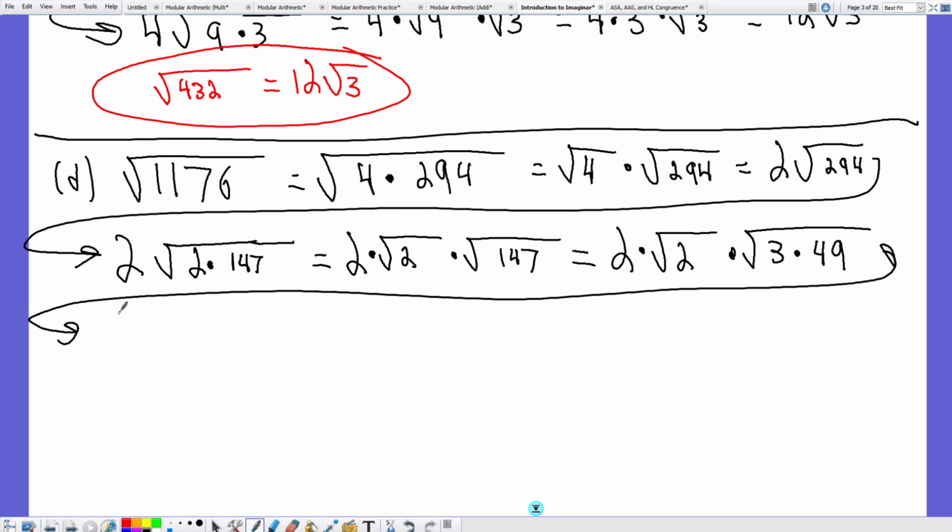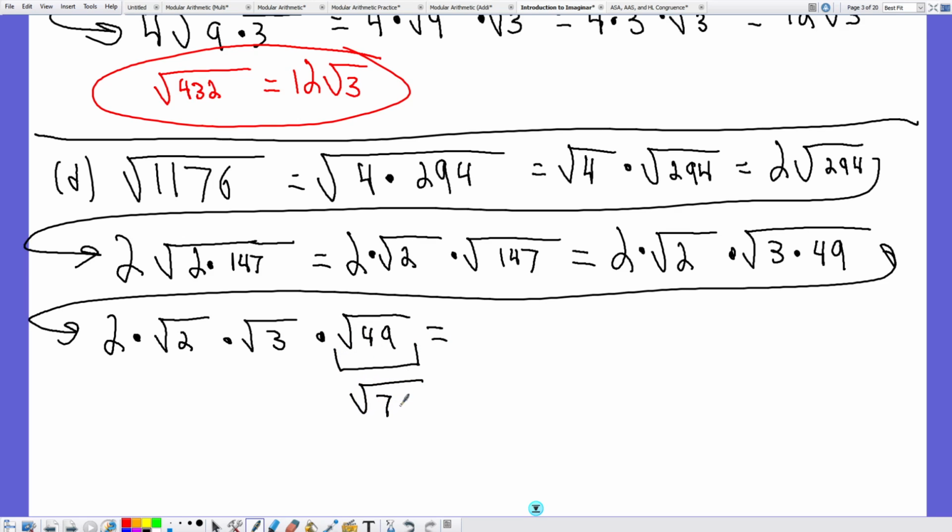Now, if not, you could break down the 49 and stuff, but what I'm going to do now is say that 2 times the square root of 2 times the square root of 3 times the square root of 49. Now, the square root of 49 is the same thing as the square root of 7 squared. So it's going to simplify to just a 7. The square root of 49 is 7. So we have 2 times the square root of 2 times the square root of 3 times 7.